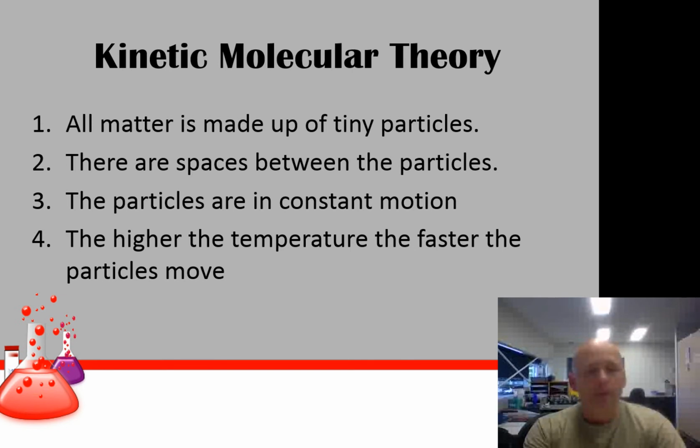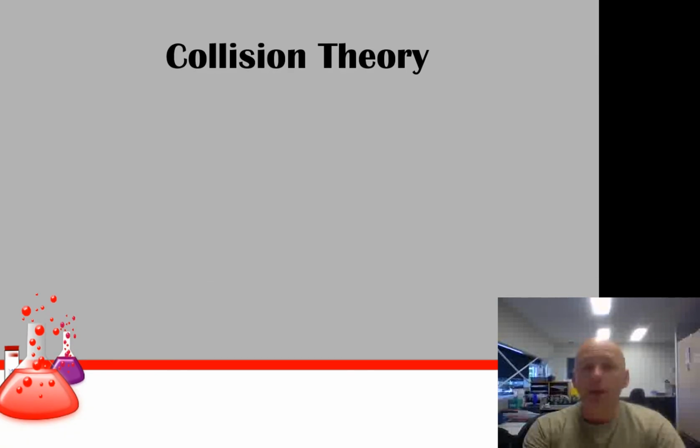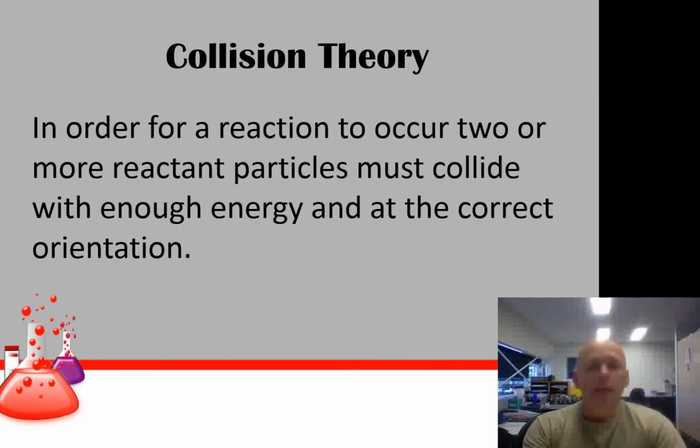Alright, next, the collision theory. Again, I'd like you to write this down. In order for a reaction to occur, 2 or more reactant particles must collide with enough energy and at the correct orientation. Alright, so pause again and write this down.